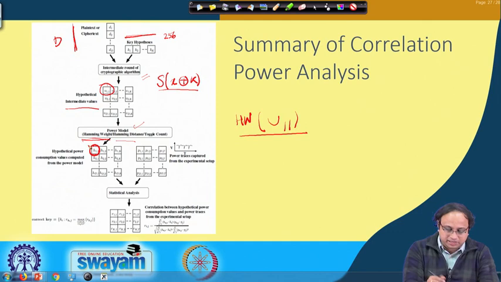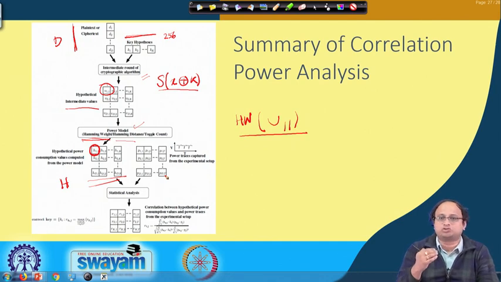But if you change the input, that means if you do it for all the d possible values of the plain text, you will get d possible values of the hypothetical power trace, and you will get it for every key guess that you do. That essentially is nothing but your matrix H. So this is your hypothetical power matrix H. Now you observe the actual power consumption. As we discussed, the actual power consumption is denoted by the matrix T.